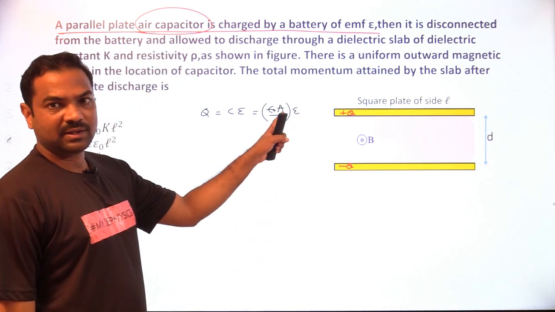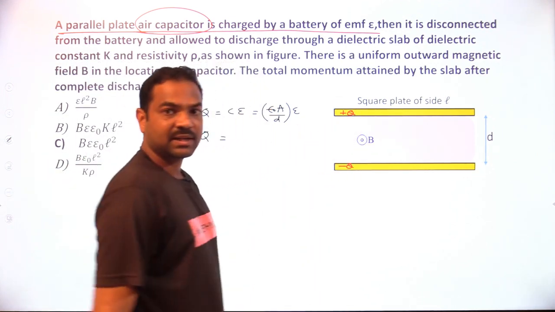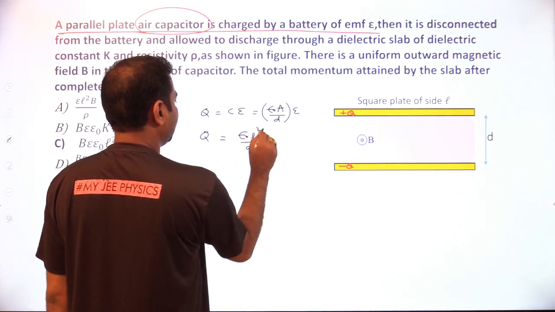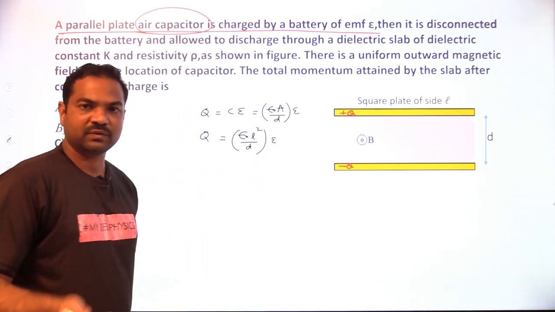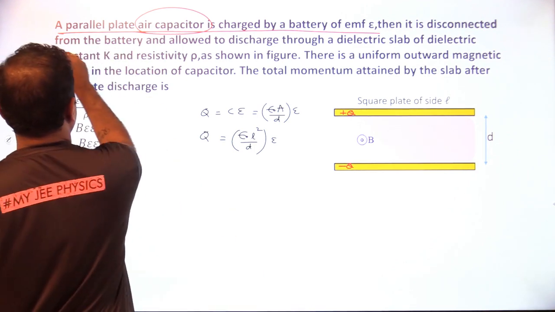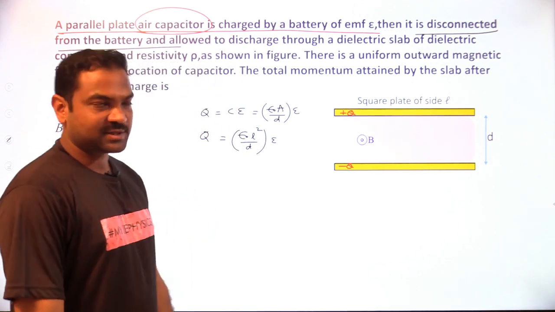You can keep the A value as it is, or we can change it to L square also, because the plate is given as a square plate. So Q equals epsilon naught L square by d into E. This is not a big deal. I think you found it. Now the battery is removed. After charging, the battery is removed.